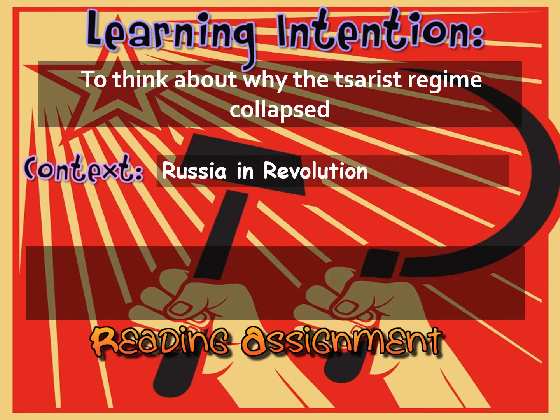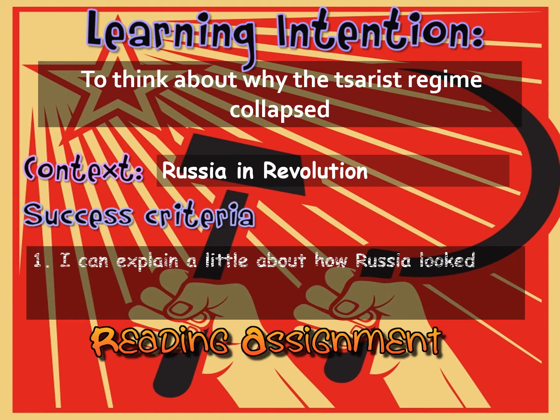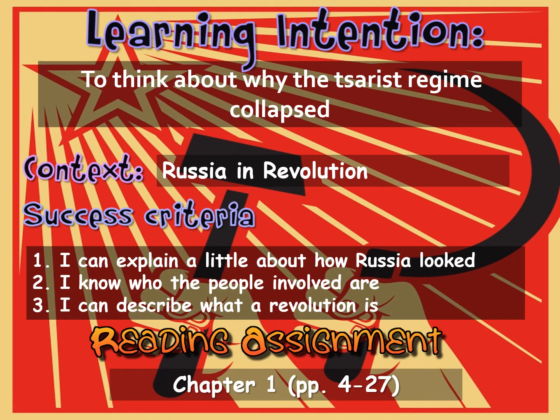To give you some background, again, we're still in the Russia and Revolution area of the topic, and our 3 success criteria points that you are looking at is, can you explain a little bit more about how Russia actually looked? Do you know who the people that were involved actually are? And can you describe ultimately what a revolution is, or have your ideas behind revolution actually changed from the first lesson? Reading assignment for this one is chapter 1 from pages 4 to 27 in the textbook.